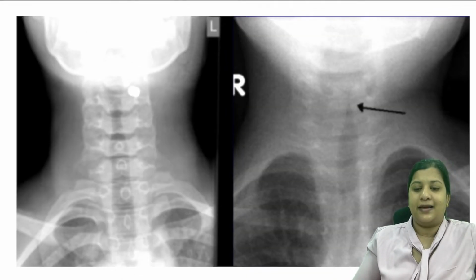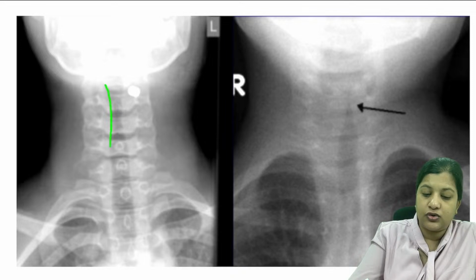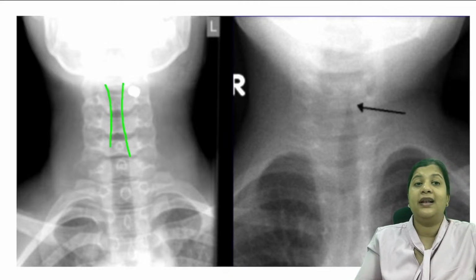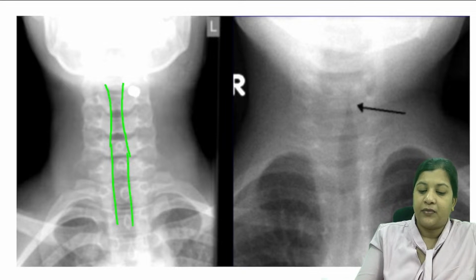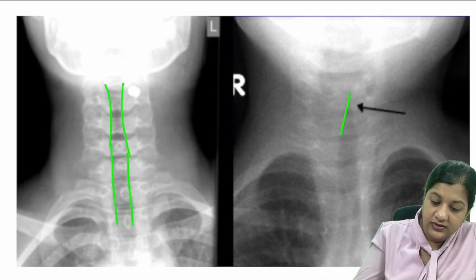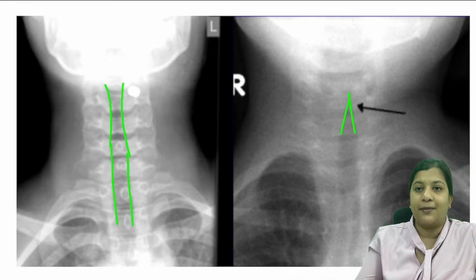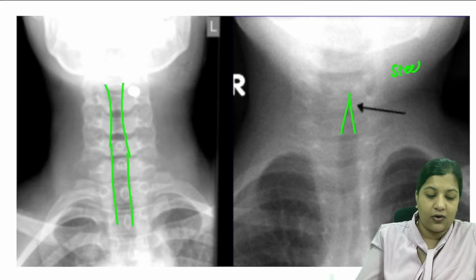Now look at this image. This is an X-ray image showing you a normal laryngeal airway that is going to the trachea. But look at this. Here you see that there is narrowing of the subglottis resembling the steeple of a church. What is this sign called? This is called the steeple sign, which is seen in which condition?